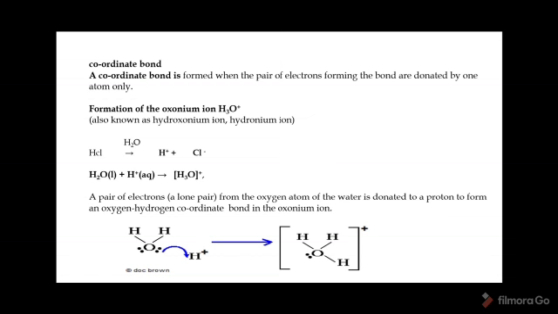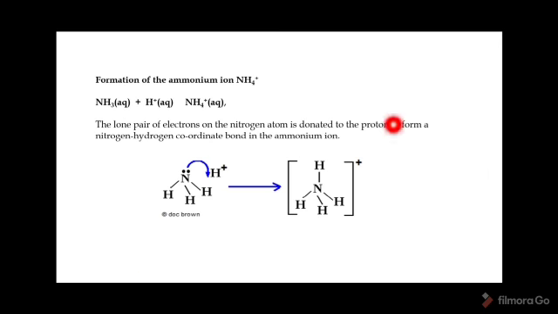When the pair of electrons forming the bond is donated by one atom, the bond formed between these atoms is known as a coordinate bond. Formation of the ammonium ion NH4+: NH3, ammonia, when approached by H+, produces NH4+. So this is the ammonium ion NH4+. The lone pair of electrons on the nitrogen atom is donated to the proton to form a nitrogen-hydrogen coordinate bond in the ammonium ion.